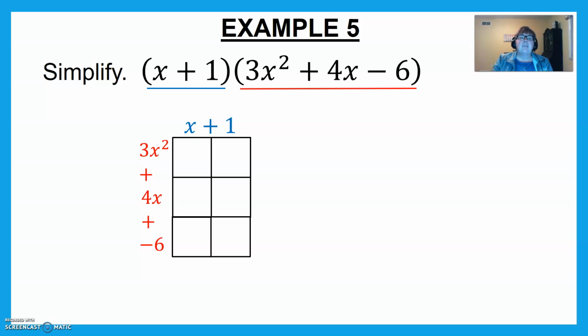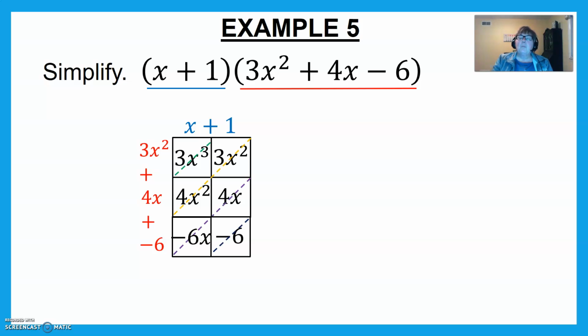3x squared times x gives me 3x to the third. 3x squared times 1 gives me 3x squared. 4x times x gives me 4x squared. 4x times 1 gives me 4x. Negative 6 times x gives me negative 6x. And negative 6 times 1 gives me negative 6. I draw in my diagonals.